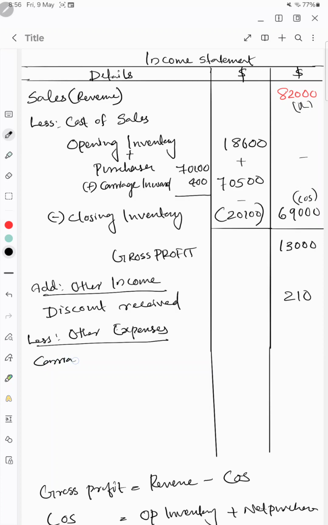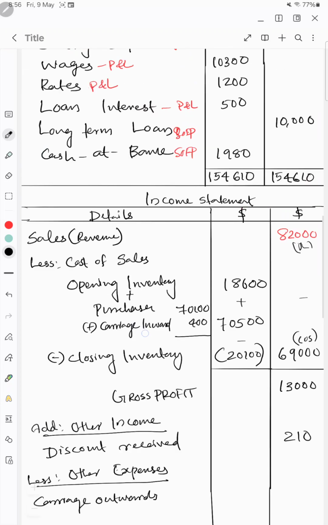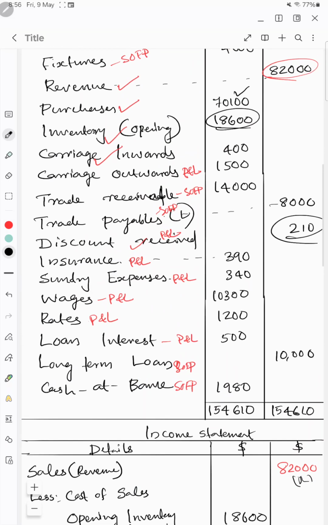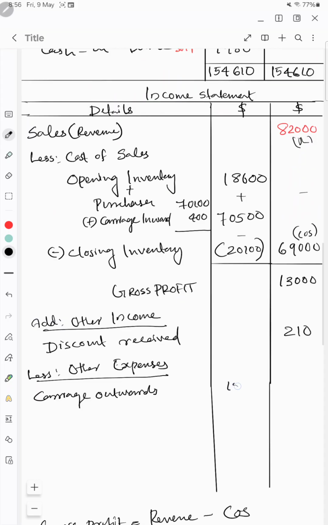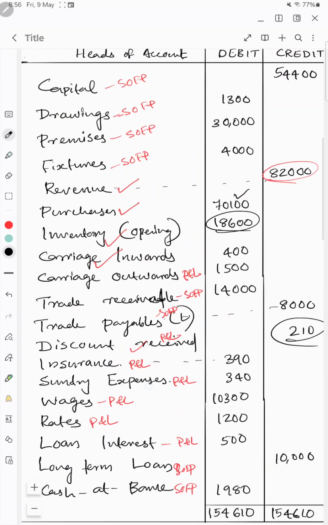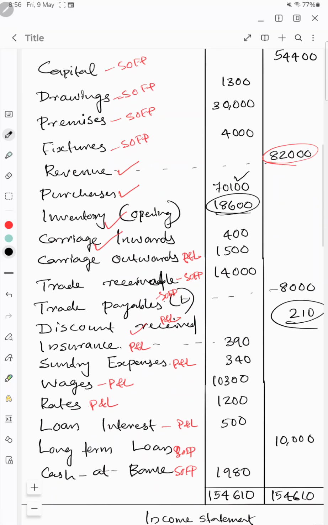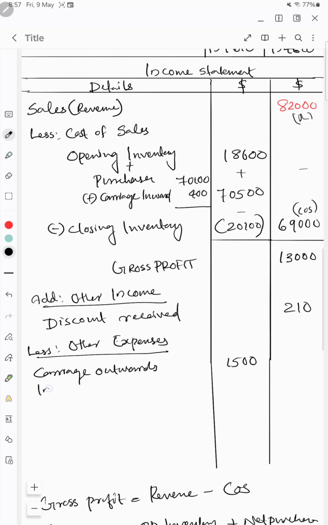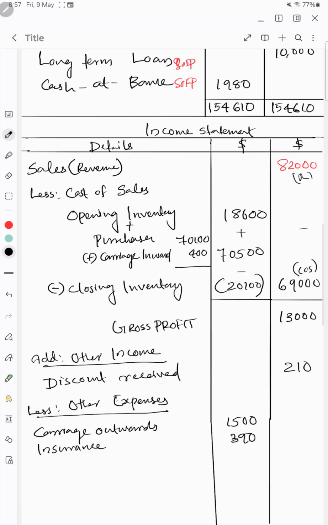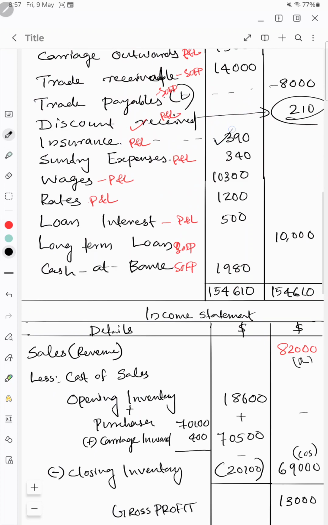So carriage outwards, you can use the first column for the total expenses. Carriage outwards is 1500, so I'm using the first column for that because we have many expenses. Then next in the P and L account, discount received we already took as revenue, because that's a credit balance. Now insurance 390, so take insurance here, 390.